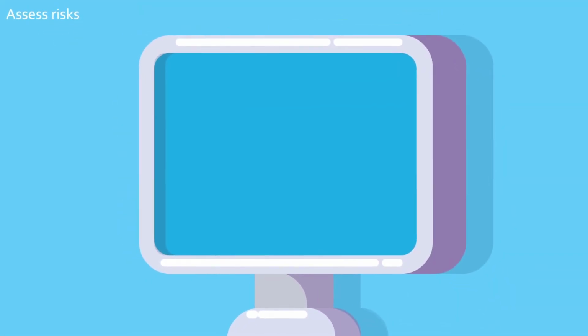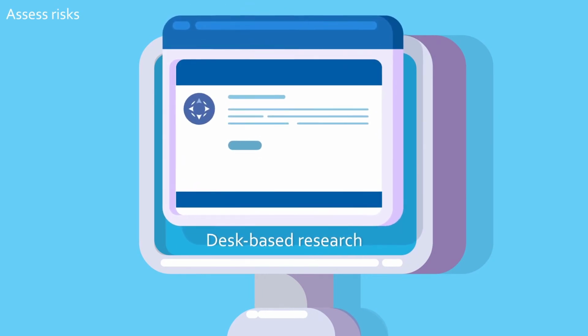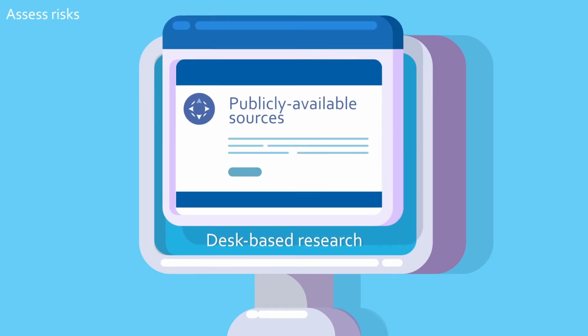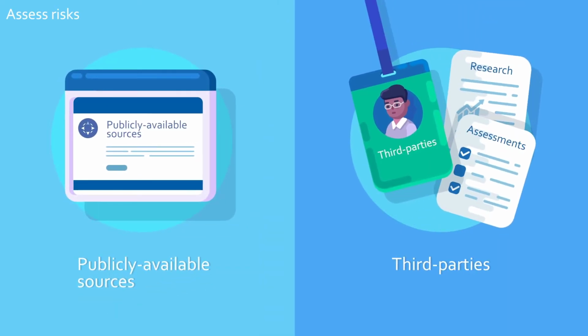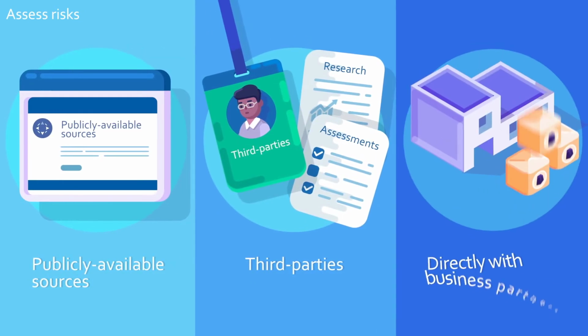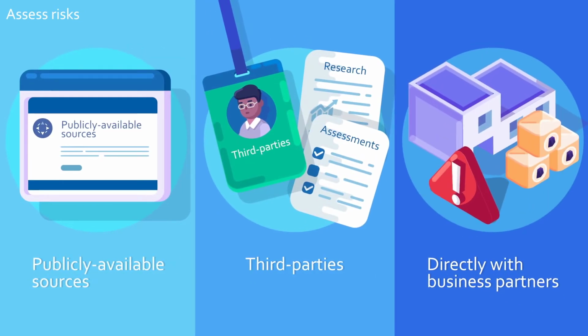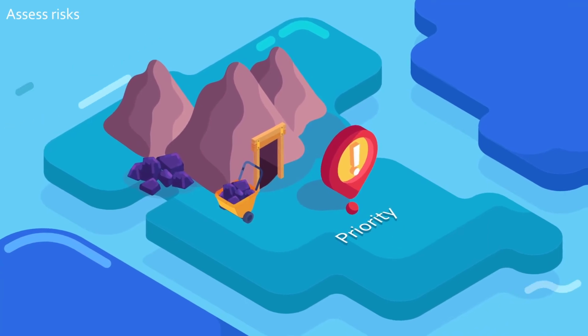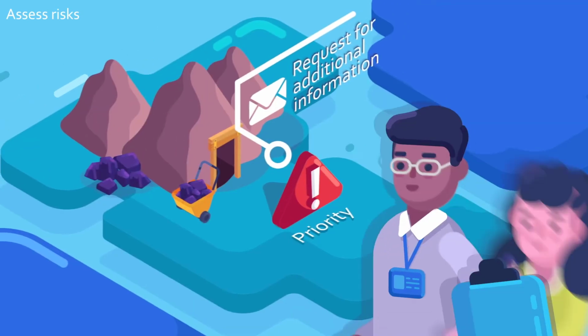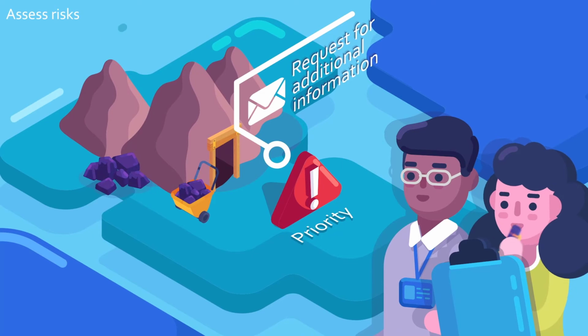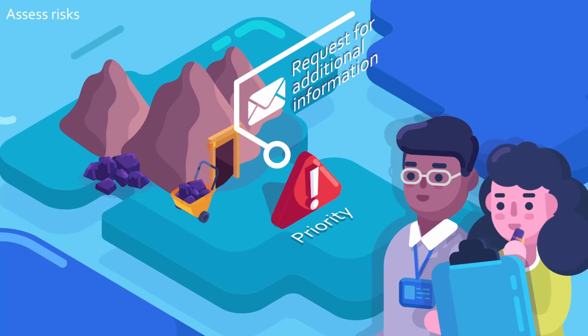You can verify if these risks exist through desk-based research, using publicly available sources, or you can use third parties for research or assessments. You can also work directly with business partners to assess the risk. Prioritize operations with potential for risks, and then confirm whether the risks actually exist. If necessary, follow up with requests for additional information to prevent forced labor. Request audits by qualified third-party auditors to better understand the situation.